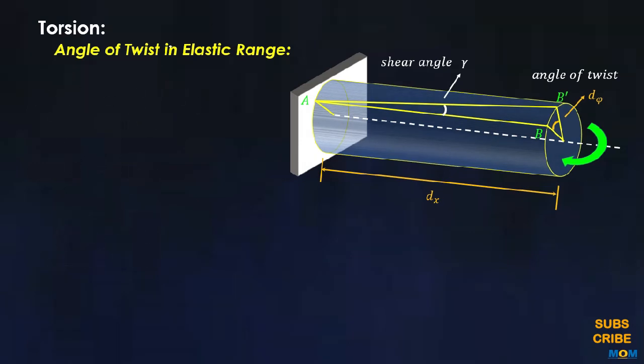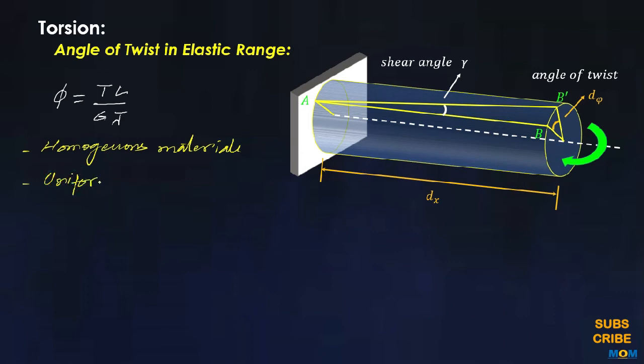Now further, the expression of angle of twist phi is equal to TL upon GJ is applicable for a homogeneous material, meaning the material is the same for the complete length of the shaft, for a uniform cross section of the shaft, and when the applied load or the torque is applied at the extreme ends of the shaft.